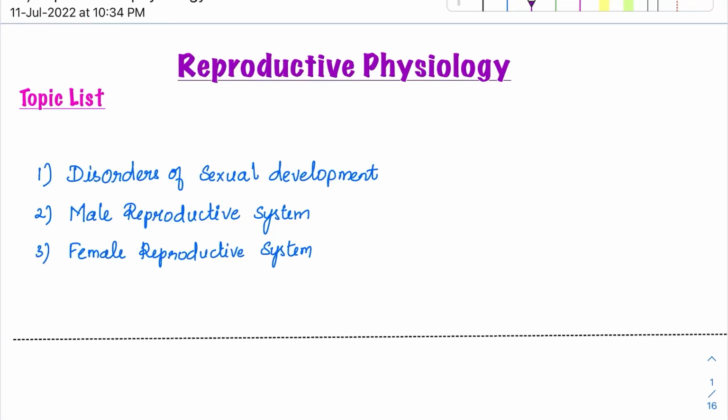Now we are going to start with the reproductive physiology. The reproductive physiology will be discussed under the following subheadings: the disorders of sexual development, then the male reproductive system and the female reproductive system. In that, the most important aspect is the disorders of sexual development.